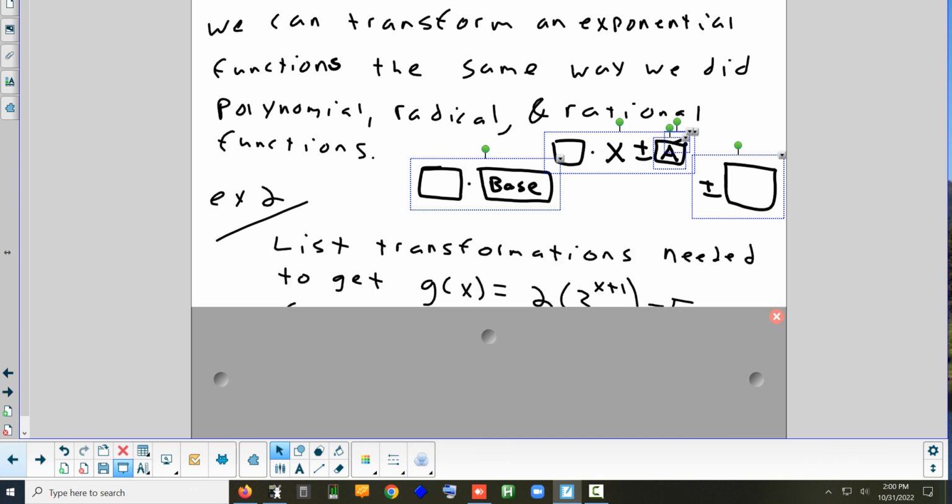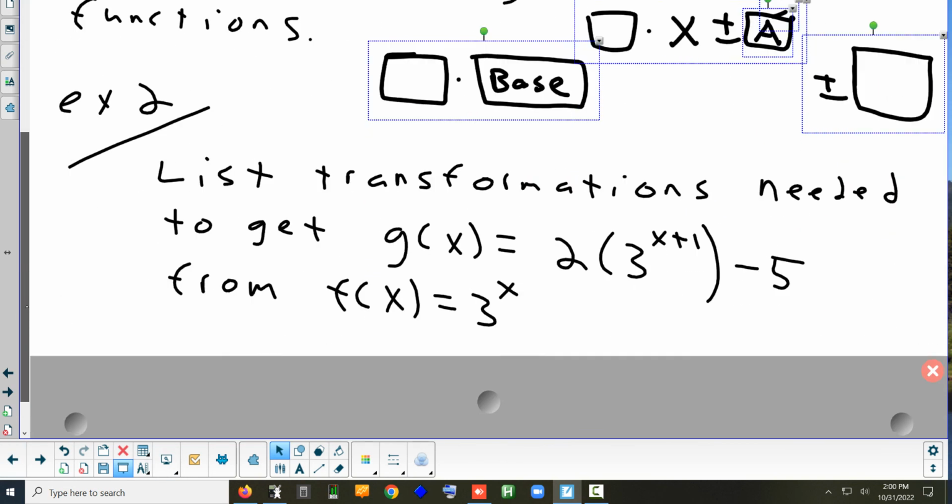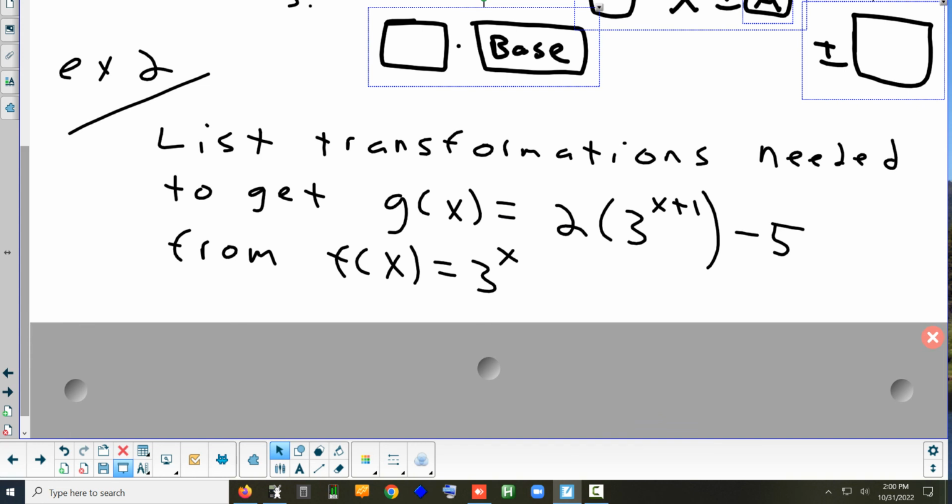All right, so let's try one. So this says, list the transformations to turn f of x into g of x. First, when you look at g of x, how many transformations are there? It's always good just to try to identify how many there are first.